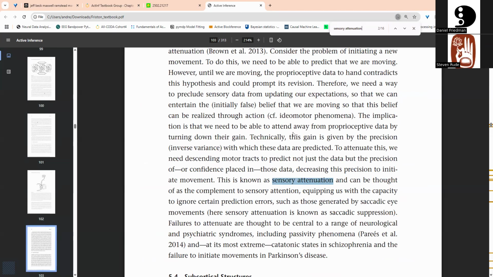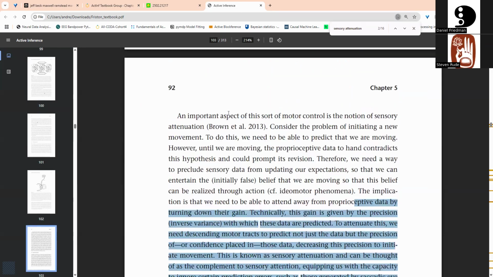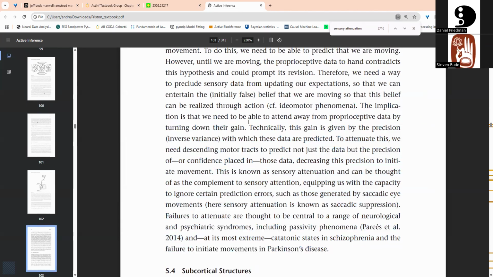The implication is that we need to be able to attend away from proprioceptive data by turning down their gain. This gain is given by the precision, or inverse variance, with which these data are predicted. To attenuate this, we need descending motor tracts to predict not just the data, but the precision of, or confidence placed in, those data, decreasing this precision to initiate movement. While this for some will come off as a very complex passage, and it really is, this is chapter 5, so there's a good deal that you'll have learned by the time you reach this area.